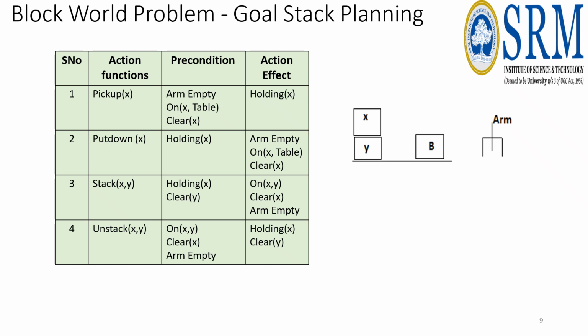Now on the surface, the action we use is on of X comma Y, clear of X, arm empty, and unstack X comma Y. At the precondition, we will have on X comma Y, clear of X, arm empty, holding of X, and clear of Y. We'll see another example for it.